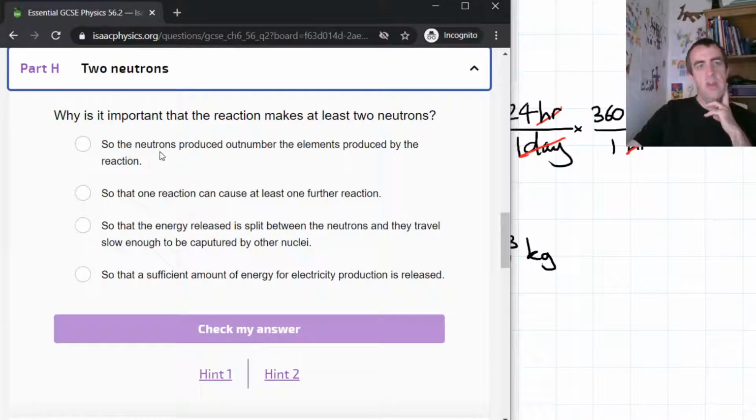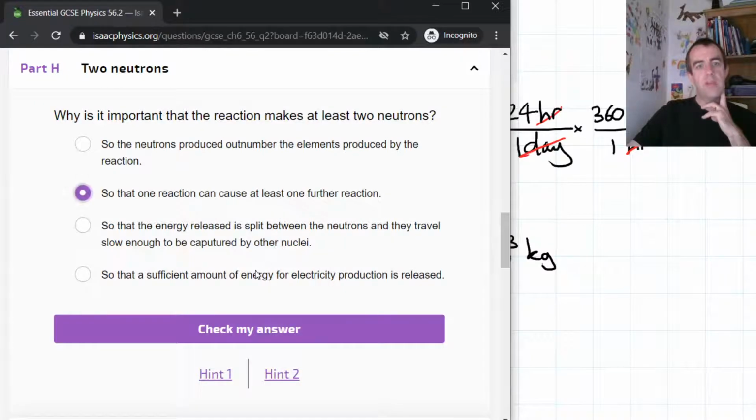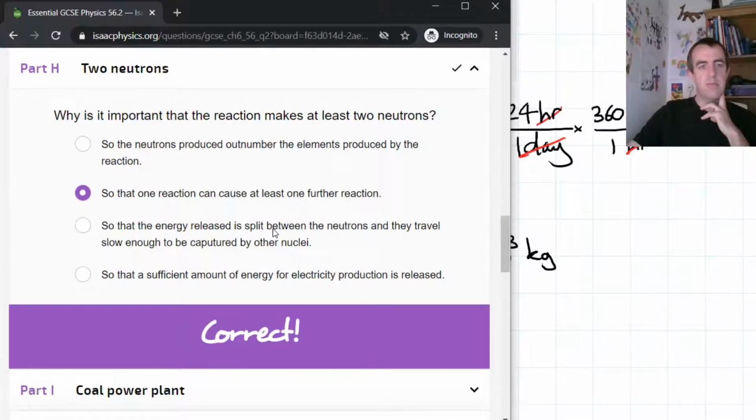So let's see what the options are. The neutrons produced outnumber the elements produced by the reaction. I understand that. So that one reaction can cause at least one further reaction. I like that. The energy released is split between the neutrons. No, that's nonsense. And so that a sufficient amount of energy for electricity production is released. I think that's just a bit too vague.